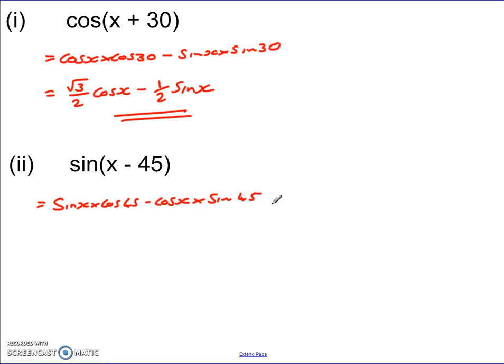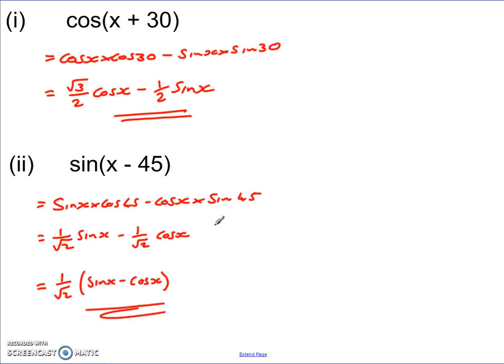I then need to figure out the exact values for sin and cos of 45 and then plug it all together. Well, sin 45 and cos 45 both give me 1 over root 2. So that gives me 1 over root 2 sin x minus 1 over root 2 cos x. As they've got 1 over root 2, I could take that as a common factor if I wanted and have 1 over root 2 bracket sin x minus cos x. Just as a slightly different way to write it if I wanted to, but it all means the same thing. So we've expanded those, we've got what we want for that.